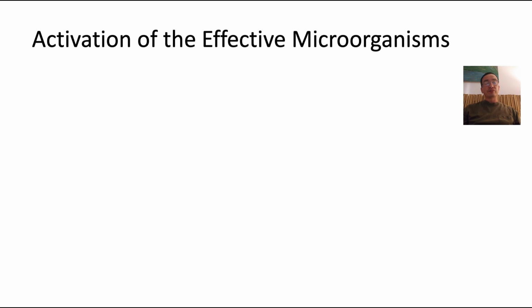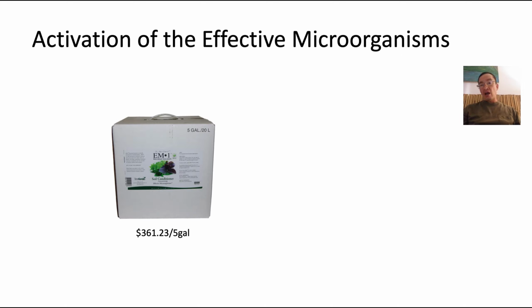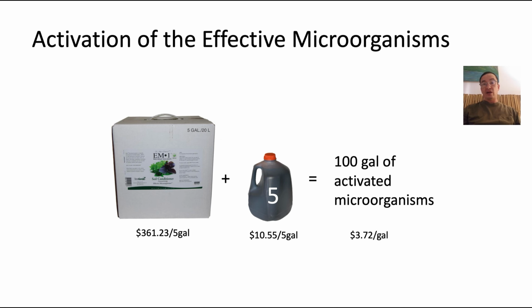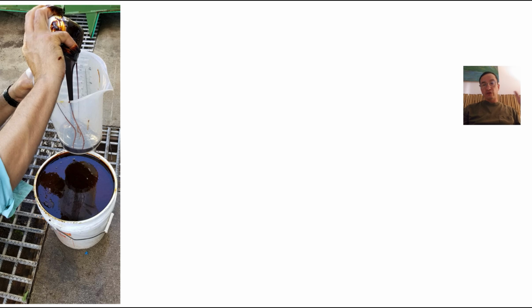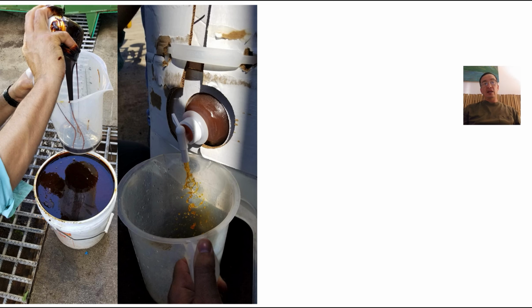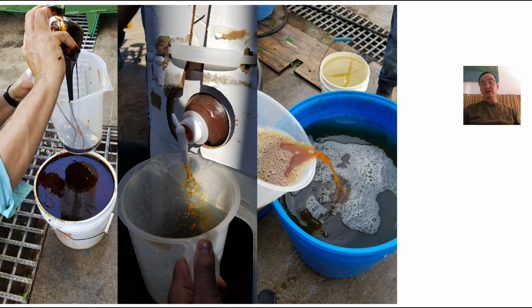Okay, so let's talk about the activation of the effective microorganisms. I usually buy 5 gallons, which in Puerto Rico costs about $361. I get molasses, which is about $10, and with that I can create 100 gallons of what is called activated EM, which is about $3.72 per gallon. And this is the way I do it. I dilute the molasses and I prepare the microorganisms. I dilute the molasses in a bucket. You have to dilute it pretty well, so make sure that it's well diluted.